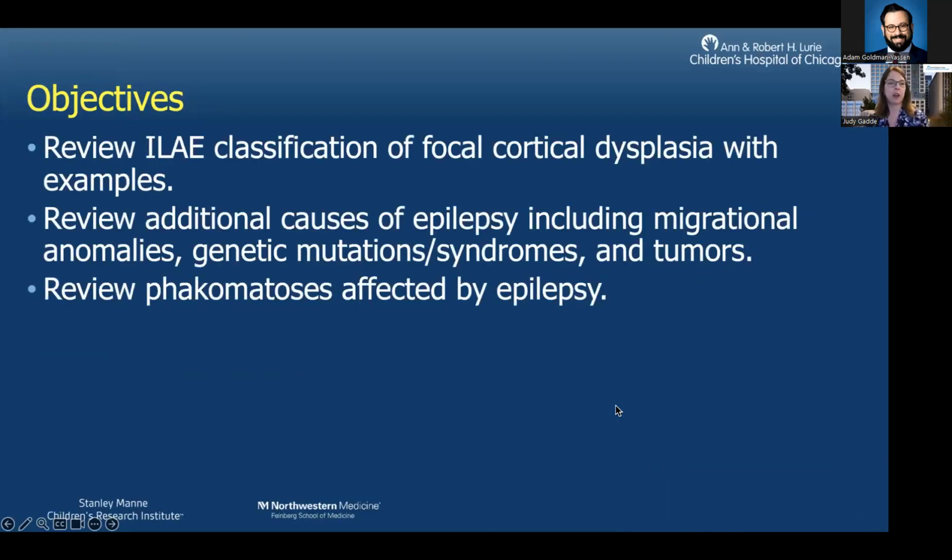So the objectives for my talk, we will first go over the International League Against Epilepsy classification of focal cortical dysplasia, which is the most recent classification system that is used, and then I'll show some examples of those. And then additionally review some additional causes of epilepsy, including migrational anomalies, genetic mutations, tumors, etc. And then at the end, I will briefly cover some phacomatoses that are related to epilepsy, but you should stay tuned to September's lecture to hear more about phacomatoses.